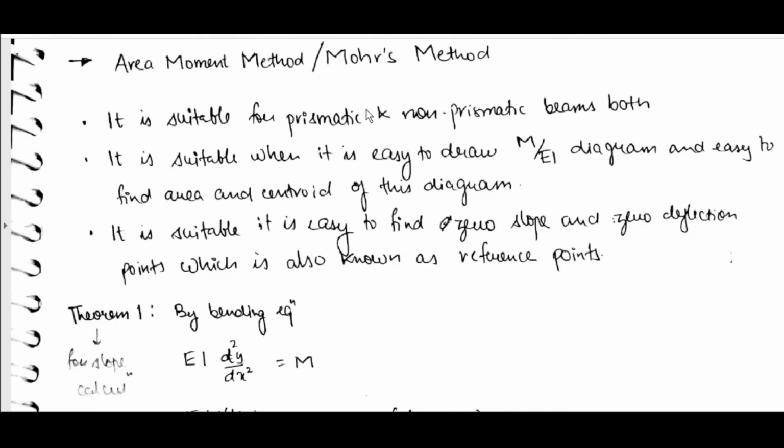Another method: the area moment method, or Mohr's method. It is suitable for prismatic and non-prismatic beams both. It is suitable when it is easy to draw the M by EI diagram and easy to find the area and centroid of the diagram. It is also suitable when it is easy to find zero slope and zero deflection points, which are also known as reference points.